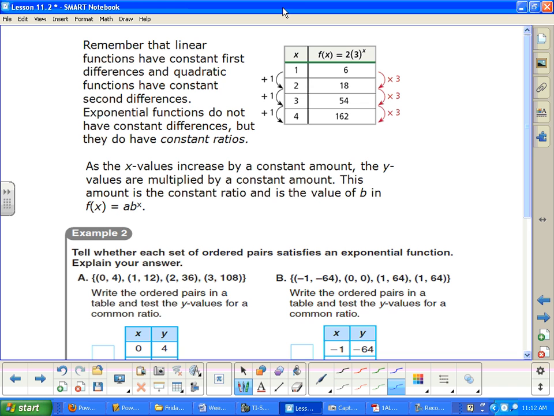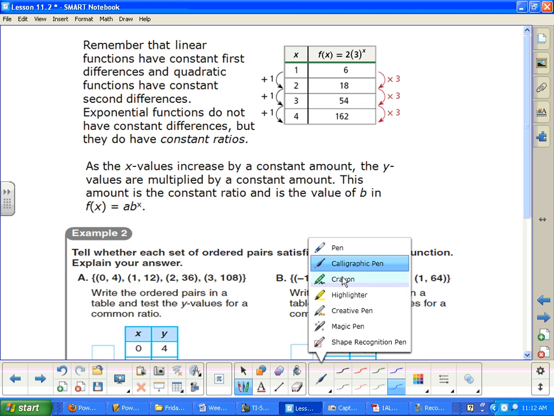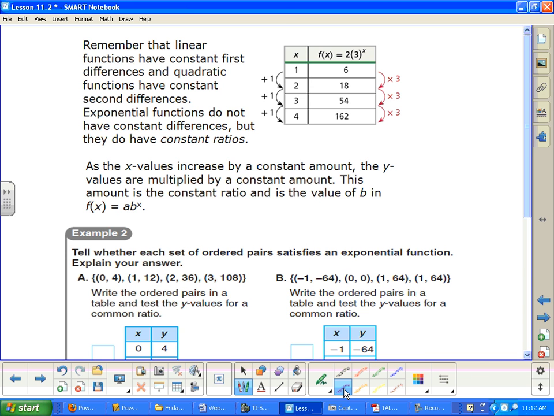So it must be true that, first of all, when you're looking at these, the x values must increase by a constant amount. And then therefore, if the y values are multiplied by a constant amount, then we have an exponential function. And that function can be written in the form of f of x equals a times b raised to the power of x.